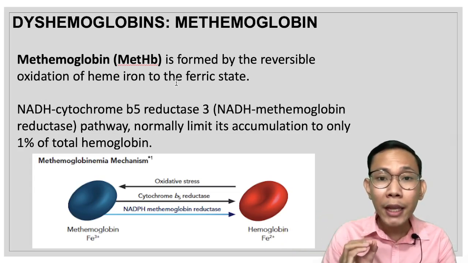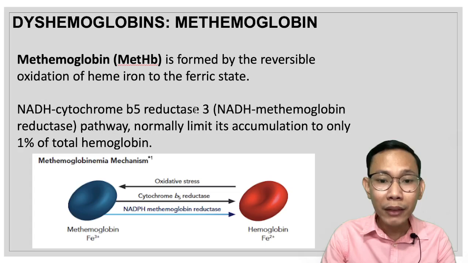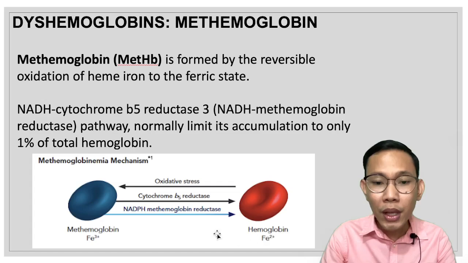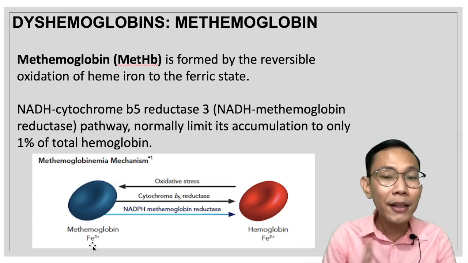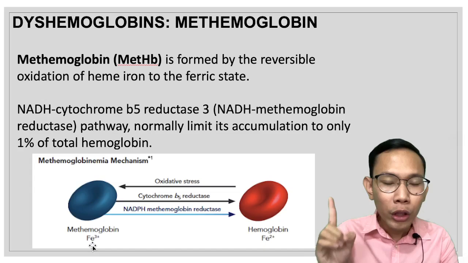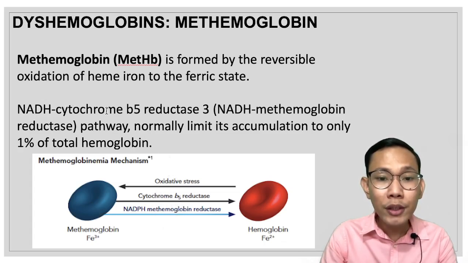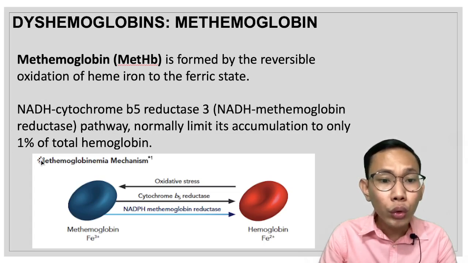This is because of the help of your NADH cytochrome B5 reductase that will maintain the low normal value of your methemoglobin. Because what is methemoglobin? From ferrous, it becomes the ferric state. What did we say? The ferric state is not capable of binding your oxygen. So, in order to maintain a normal value of methemoglobin of less than 1%, it is acted on by your NADH cytochrome B5 reductase, or your NADH methemoglobin reductase pathway, that will limit its accumulation to only 1%.